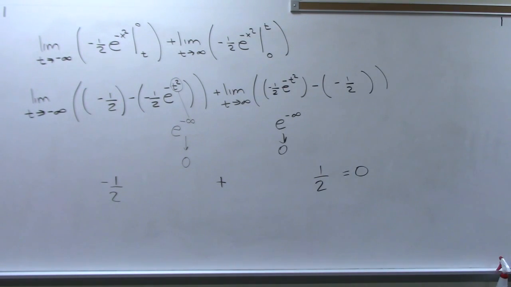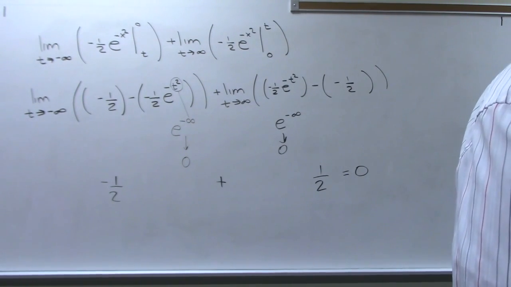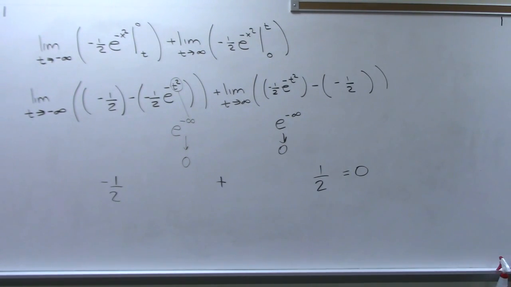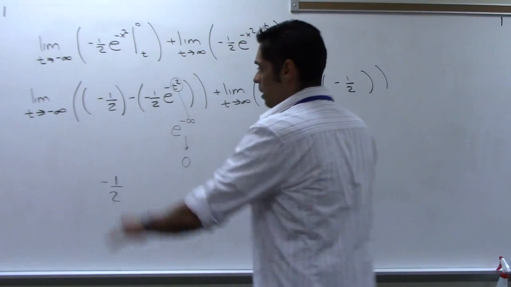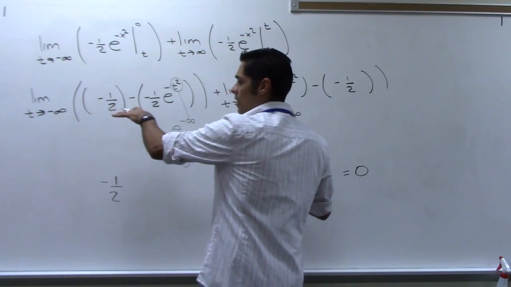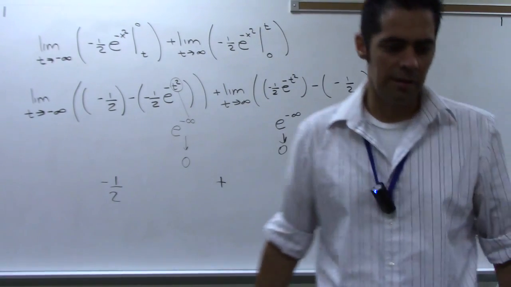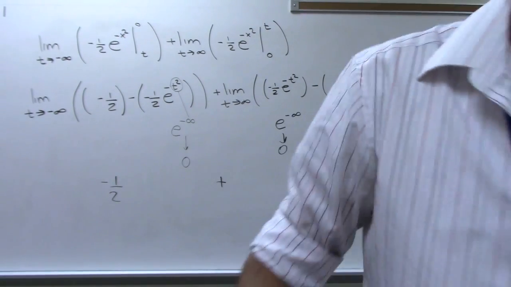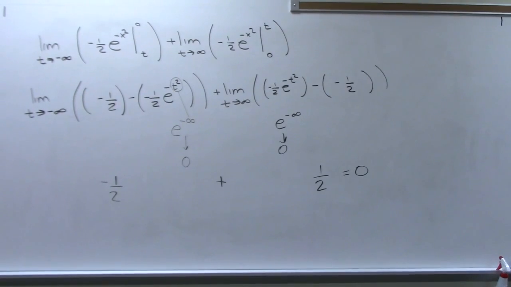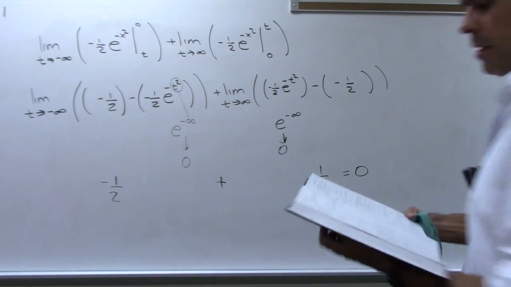I don't know if I have time to graph this, but I won't. Essentially, part of the graph is above the x-axis and part of it is below, and those areas together wipe each other out, and you get a net area of 0. All right, let's take a look at 15.